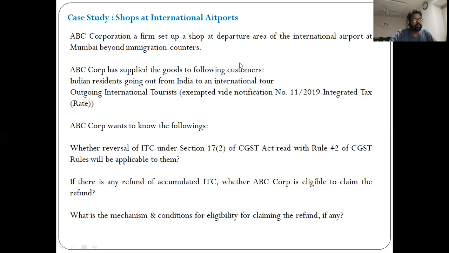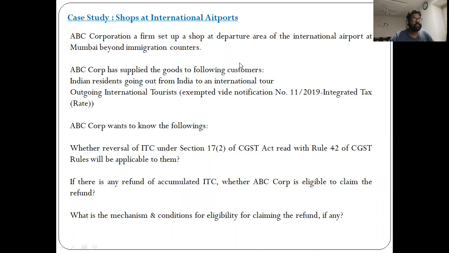So ABC Corp wants to know the following: whether reversal of ITC under section 17(2) read with rule 42 is required or not, and if there is any refund of accumulated ITC, whether ABC Corp is eligible to claim the refund, and what is the mechanism, what are the conditions of eligibility, etc.